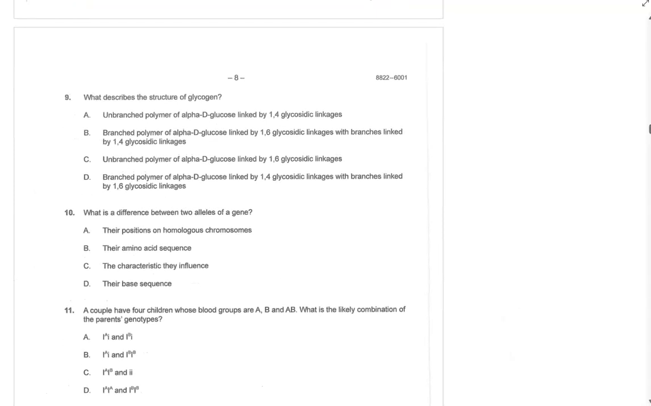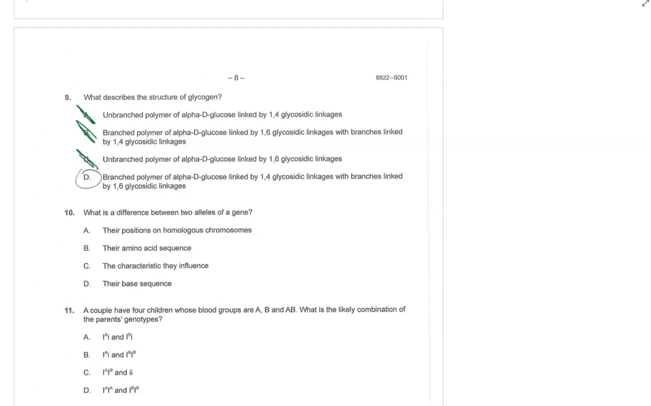Okay, number 9. What describes the structure of glycogen? So glycogen is branched, so it can't be that one, it can't be that one. Okay. So branched polymer of alpha D glucose linked by 1,6 glycosidic linkages with branches linked by that, not that. It's branched alpha D glucose linked by 1,4 linkages, the branches linked by 1,6, so it's D.